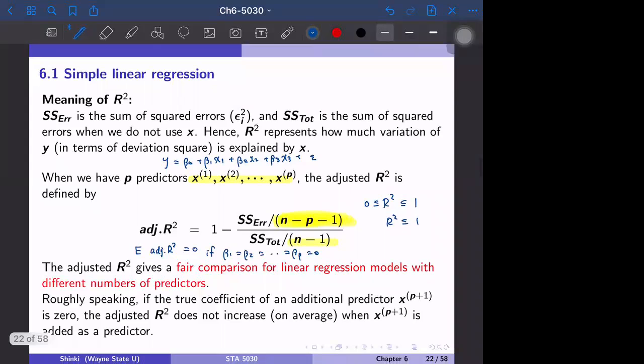So this is the definition and explanation of the R square. Oh, and the R square is named R square because the R corresponds to the correlation between X and Y.